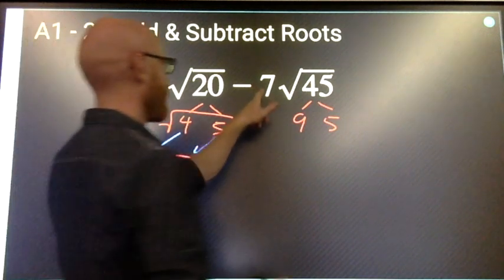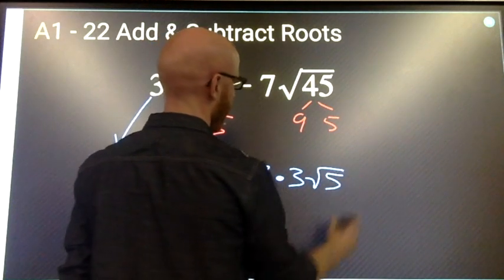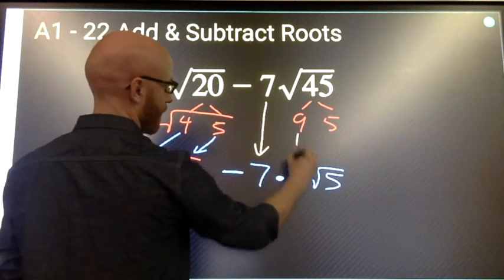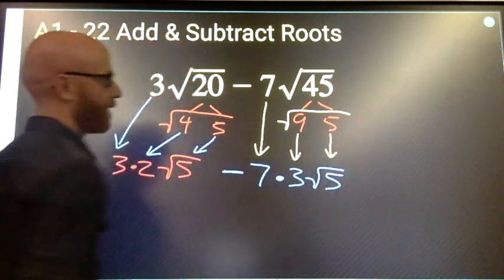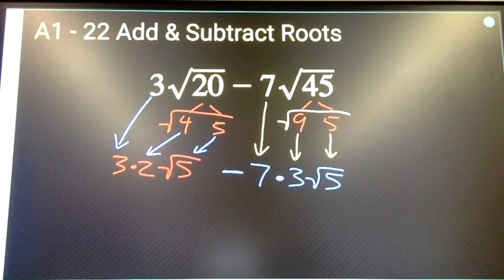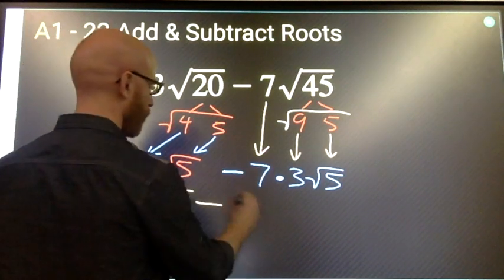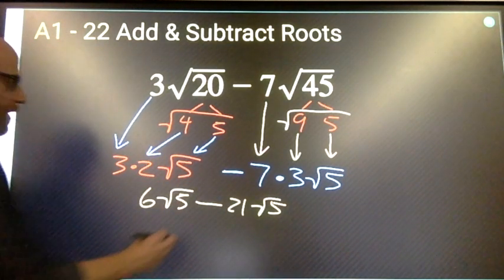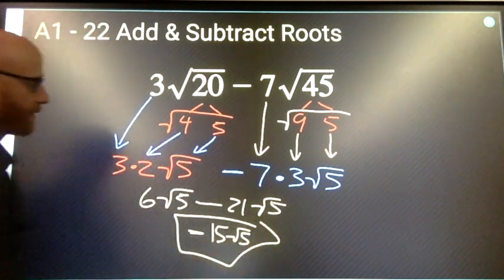And we've got 7 times 3 times the square root of 5. That's my 7, my square root of 9, square root of 5. Okay? So altogether we've got 6 square root of 5 minus 21 square root of 5. Now I can combine them together because we're both square root of 5 terms, negative 15 square root of 5. Final answer.